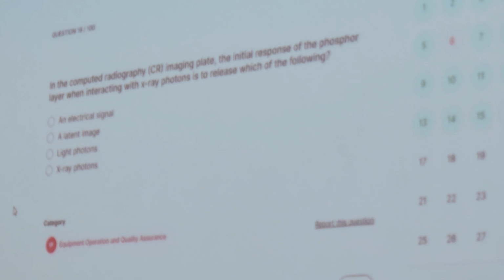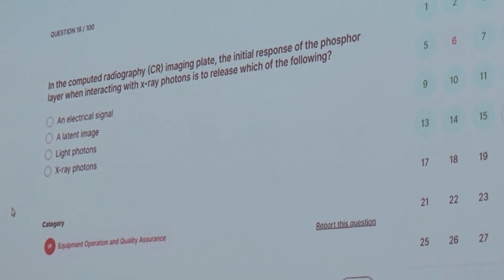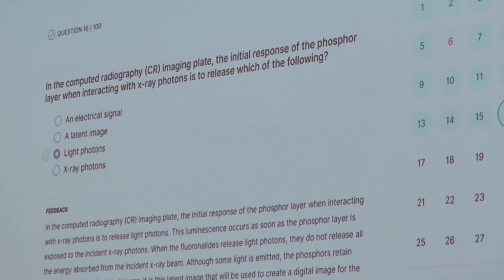Because we said when X-rays interact with the phosphor, the electrons get excited, they jump up to which band? Conduction band. And then some of them get stuck up here, they fall into the electron traps. Some of them are able to escape and drop back down. When they drop back down, what do they release? Light. The light photon. So I do believe light photon is going to be our best answer here, fingers crossed. It is. All right, very good.